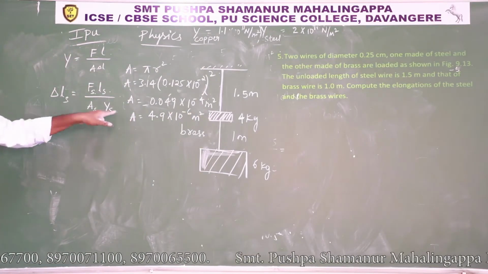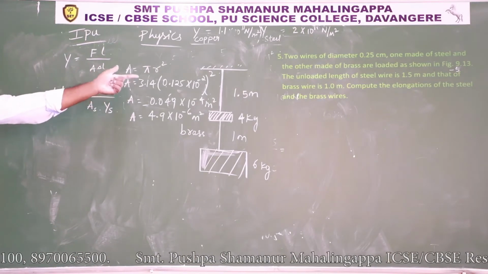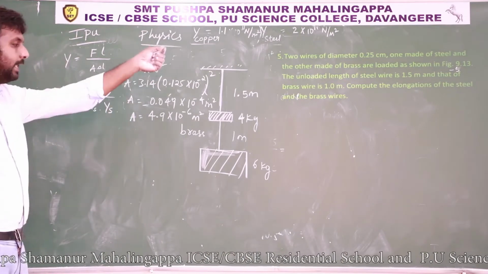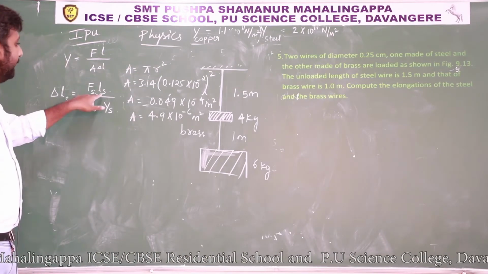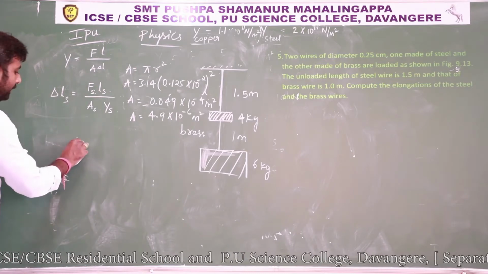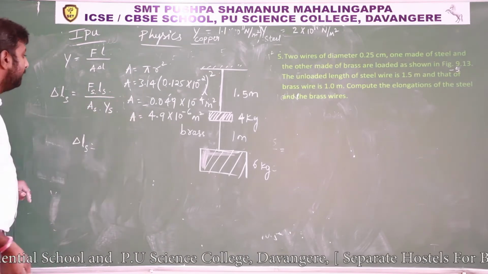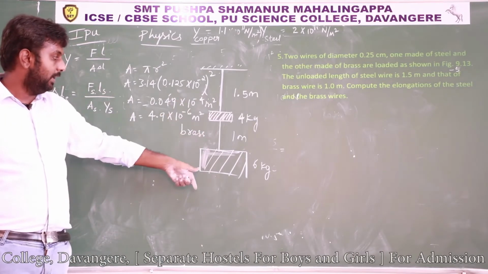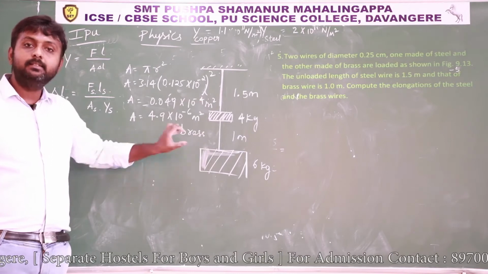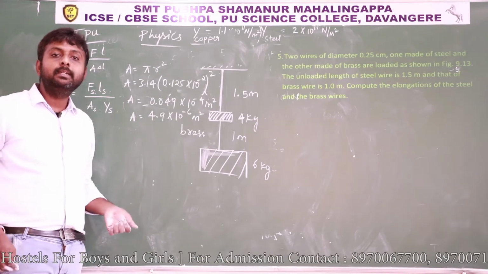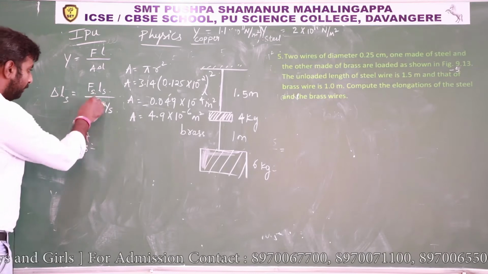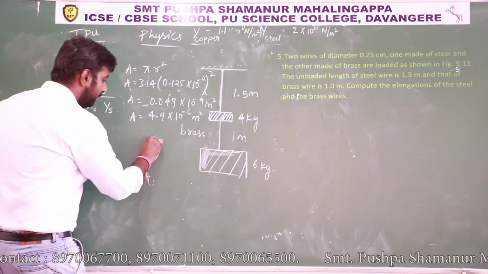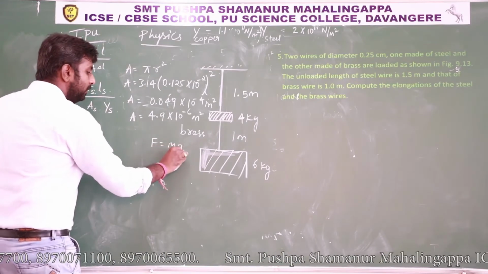So we have calculated the area of the steel wire, and the area of the brass wire is the same, because the diameter is the same and only the lengths are different. So I will substitute here for the elongation produced in the steel wire. You can see in the diagram, for the steel wire the total load attached is 4 kg and here 6 kg, totally 10 kg. So for the force, here I will write F equals M into G.